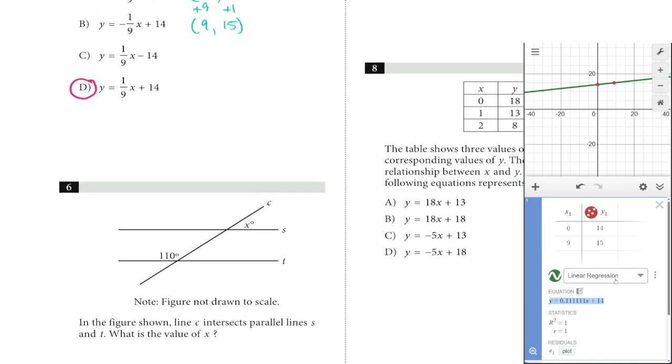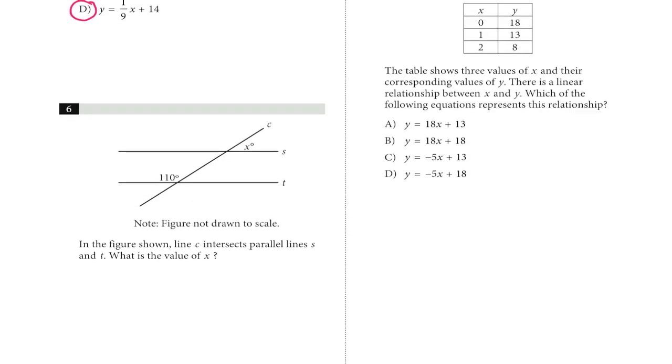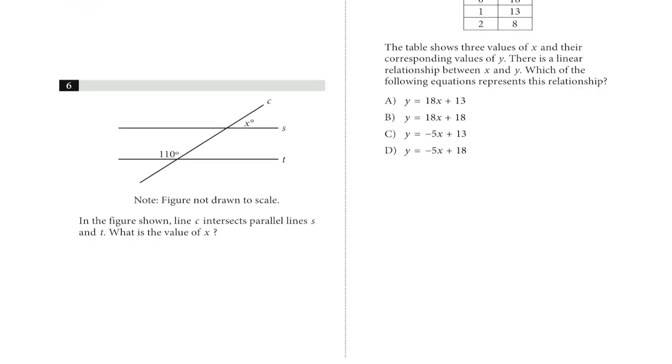All right, number 6. In the figure shown, line C intersects parallel lines S and T. What is the value of X? So anytime you have parallel lines with an intersecting line, all the angles that I'm marking with the same color are all going to be the same value. And then same thing for this other color. So all these green ones will all be the same value. And then if I take one of each, they will add up to 180.